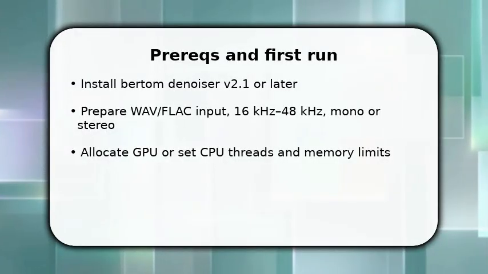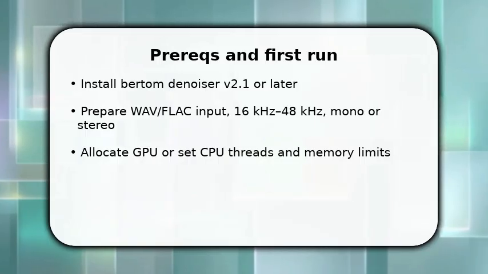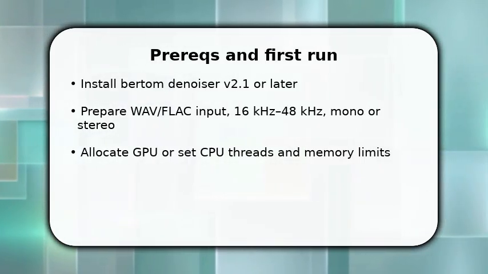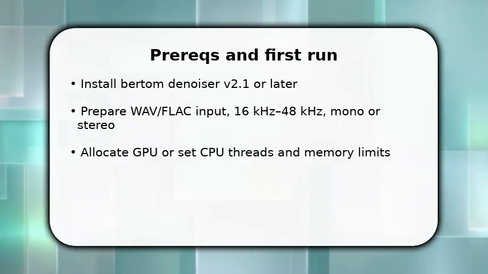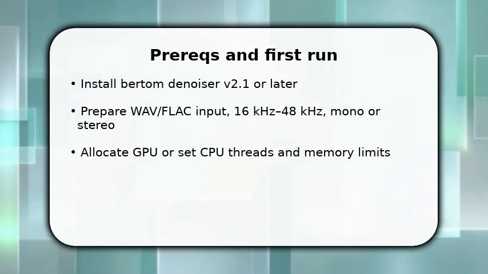You start by confirming your prerequisites: Bertom Denoiser v2.1+, Python 3.9+, and the model files downloaded. Next, place a clean test audio file in your working folder and open a terminal. Run the minimal startup command to init the model and load weights.